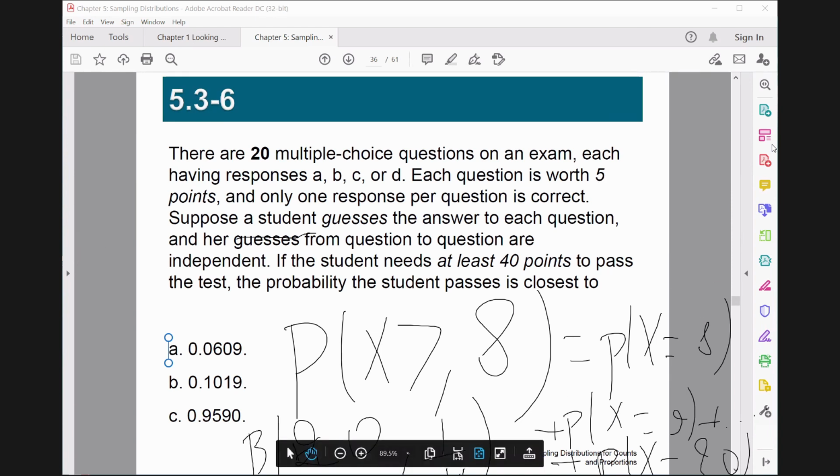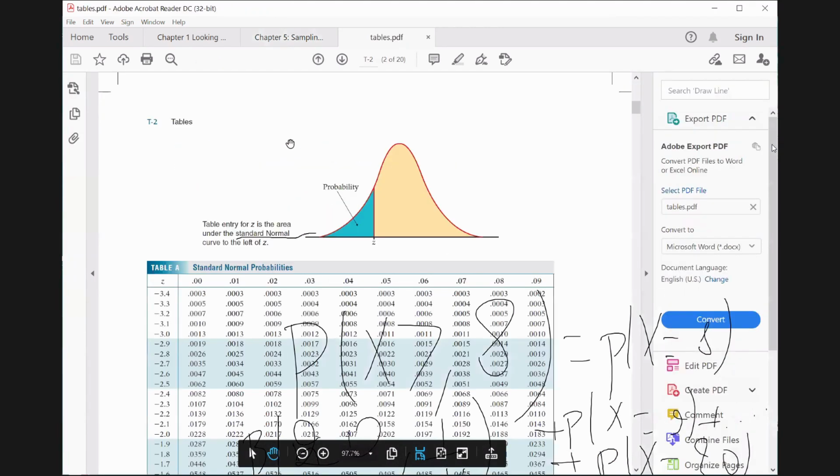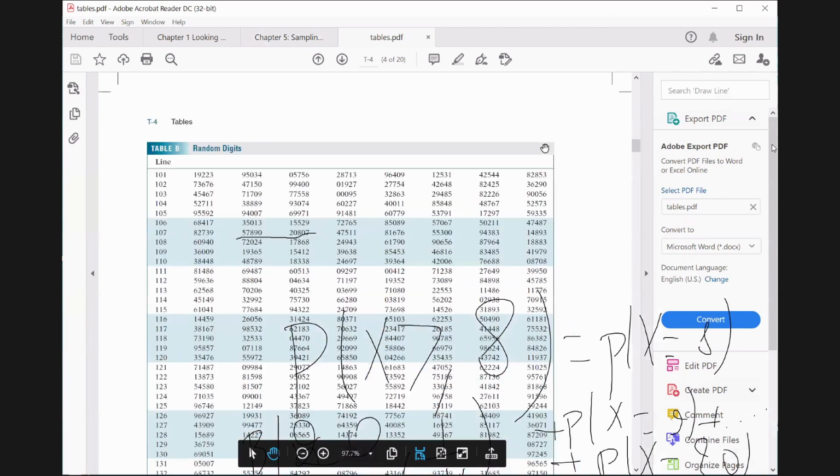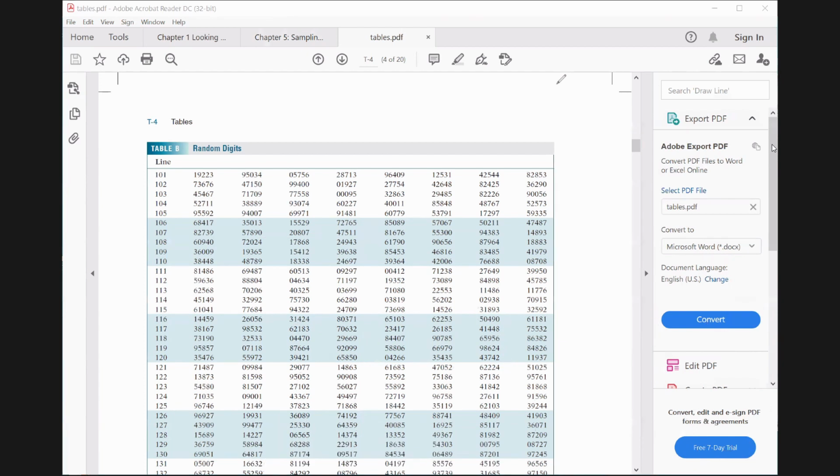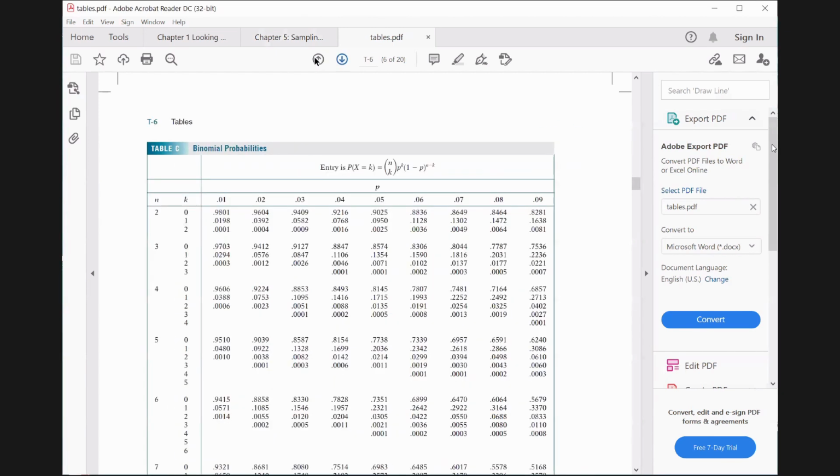Of course it's a little bit complicated, but once we use this table, when we go back to the table on the blackboard, okay, once we use this table, this is table C. In table C, we have binomial probability.